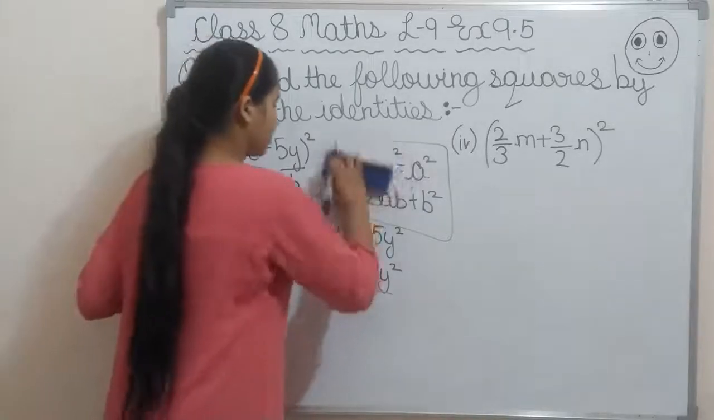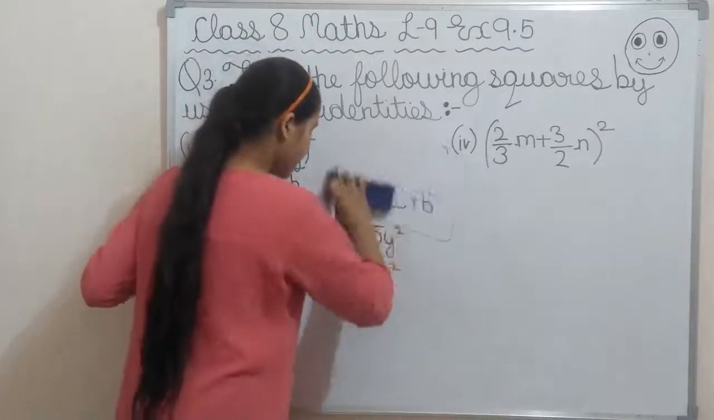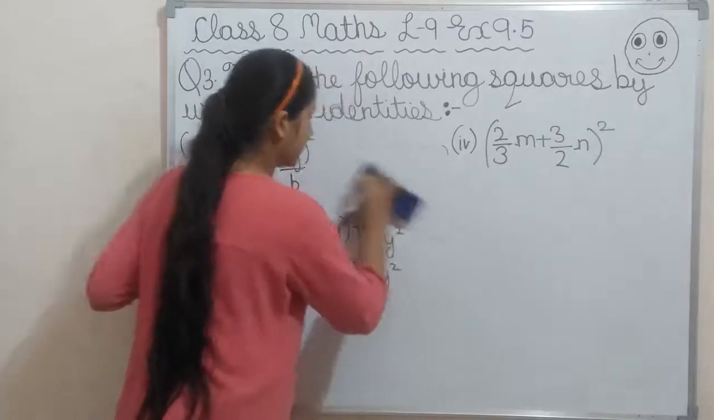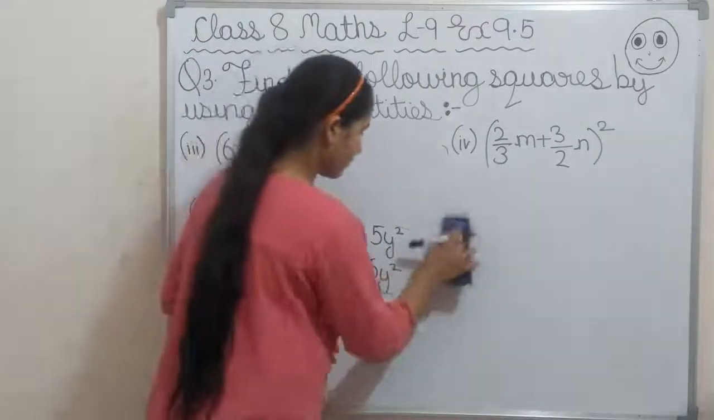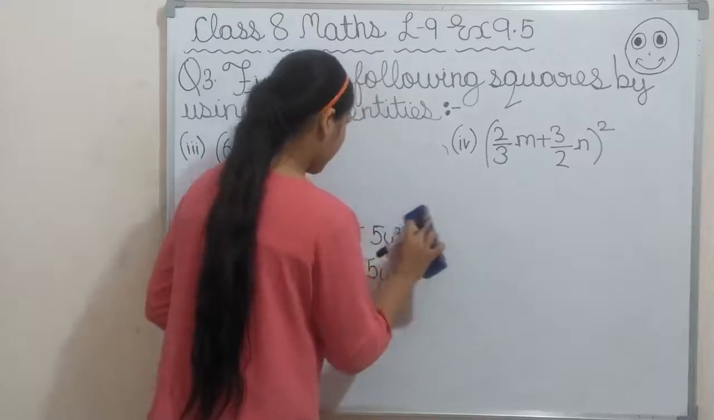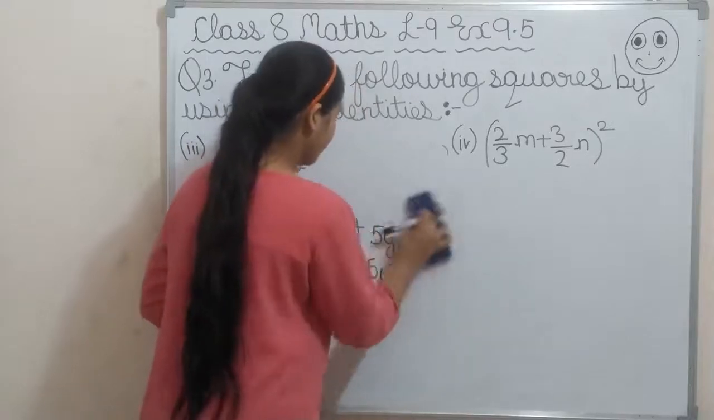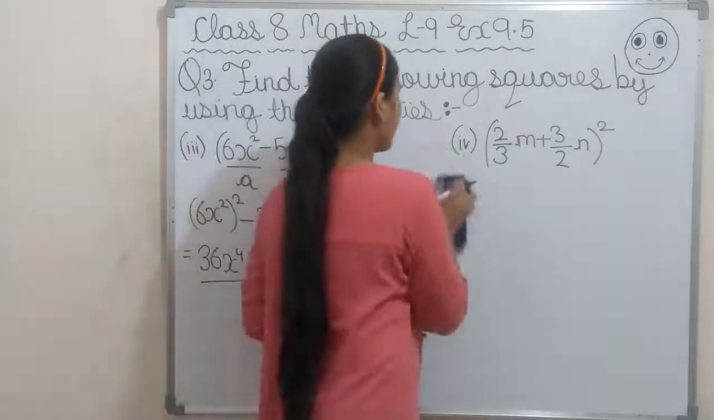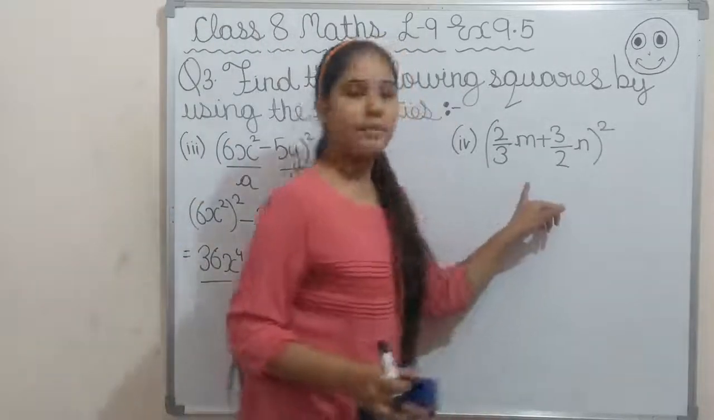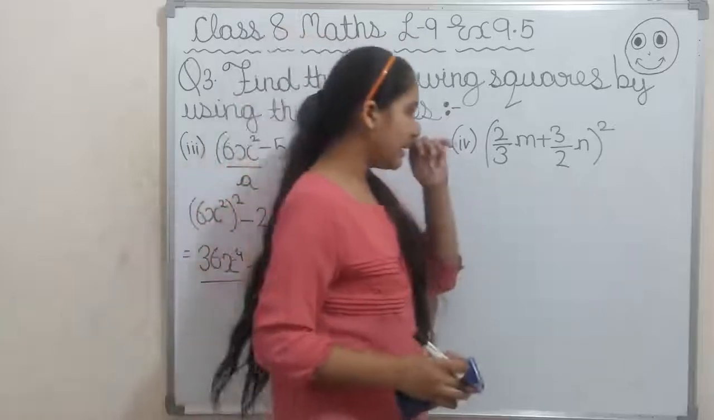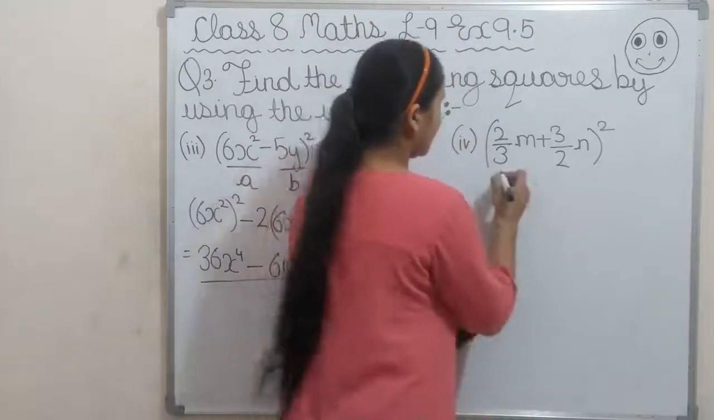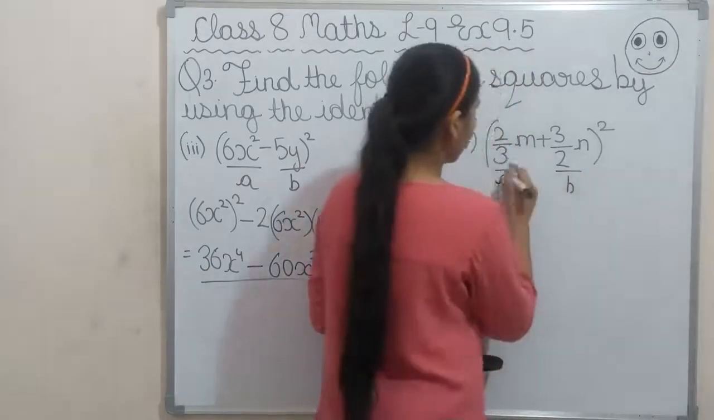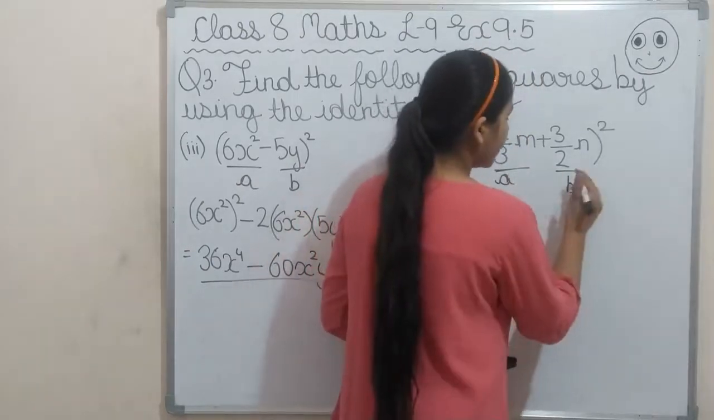So let's come to the fourth one. First I should rub this because I will need more space for that one. The fourth one. Now let's come to the fourth part. So fourth part is (2 by 3 m plus 3 by 2 n) square. Square again, this represents a, this represents b. This full means m also, and this n also.